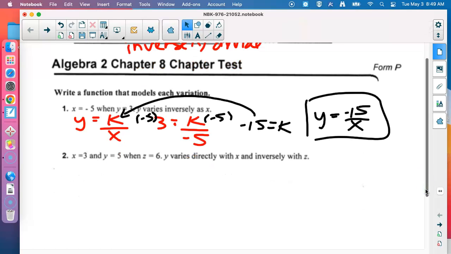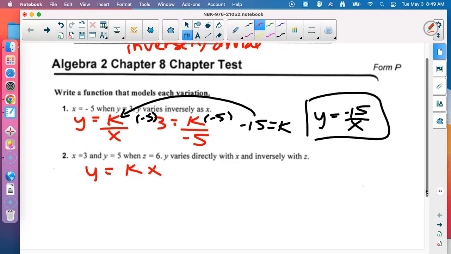So let's take a look at number 2. X equals 3 and y equals 5 when z equals 6. So we know this is going to be combined variation. It's got more letters for us. Y varies directly, so we start the same way. Y goes first because they said y varies directly. Directly, is that multiplication or is that division? That's multiplication. Directly with x, and inversely, what do we do with that? There's our division with z. So our model so far is y equals kx over z, but we have to find k.